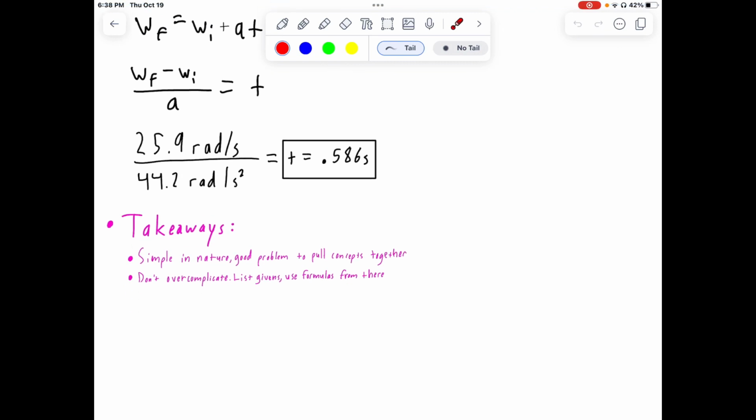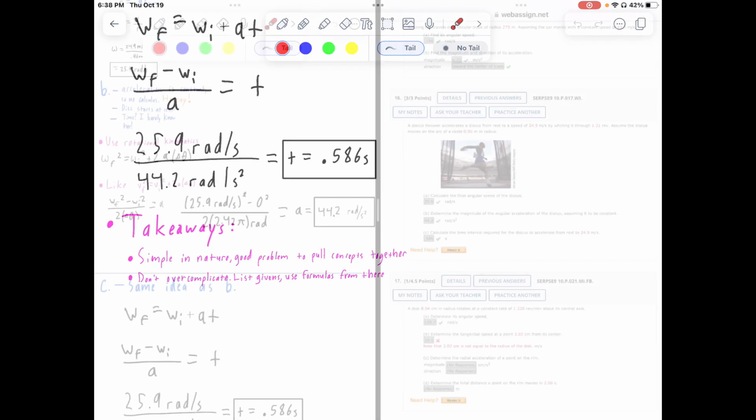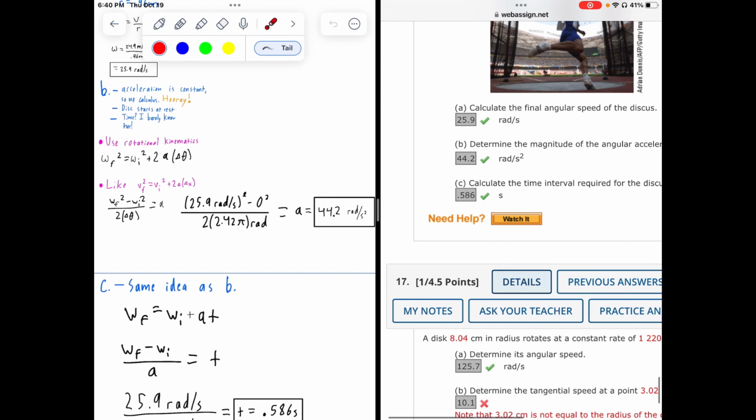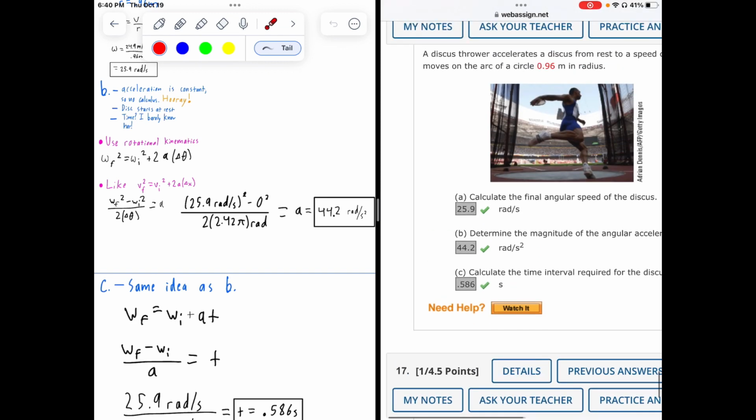So I'm going to go grab a photo of the WebSign problem completed, and then I'll conclude the video. Sorry about the cut, but here are those three values plugged into the website, and it's all good.